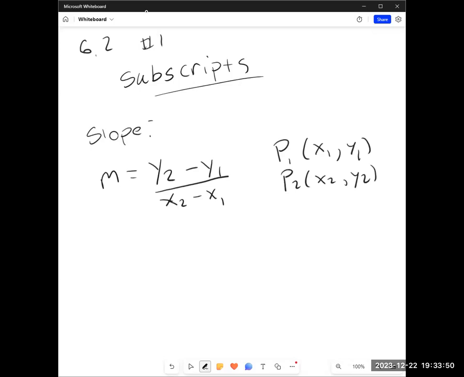And it really doesn't matter which one is 1 and 2. It just matters that this y and that x go together and this y and that x go together in this formula. So this is one of the ordered pairs here, and then this is the other ordered pair there when we get to that formula.